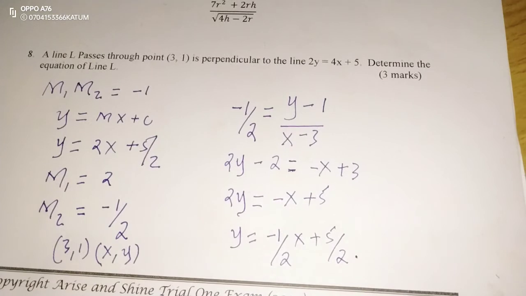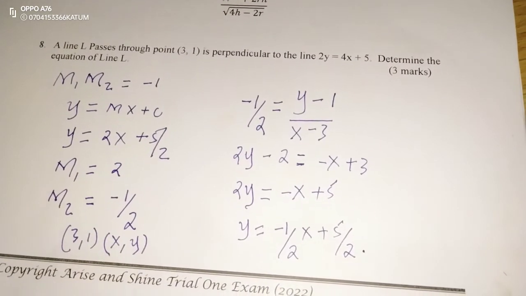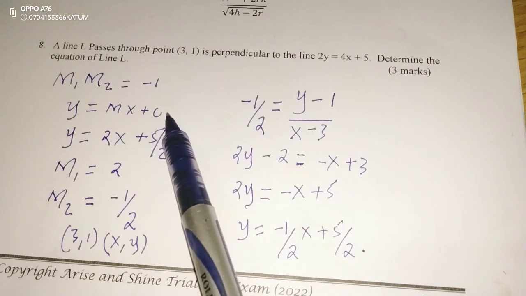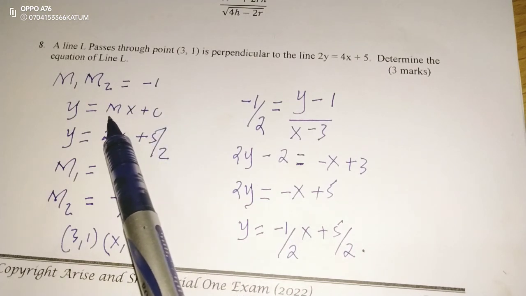So you can see, after arranging the equation in this format, the coefficient of x is -half, and it was our gradient. Therefore, when the equation has been arranged in this format, automatically the coefficient of x should be the gradient.